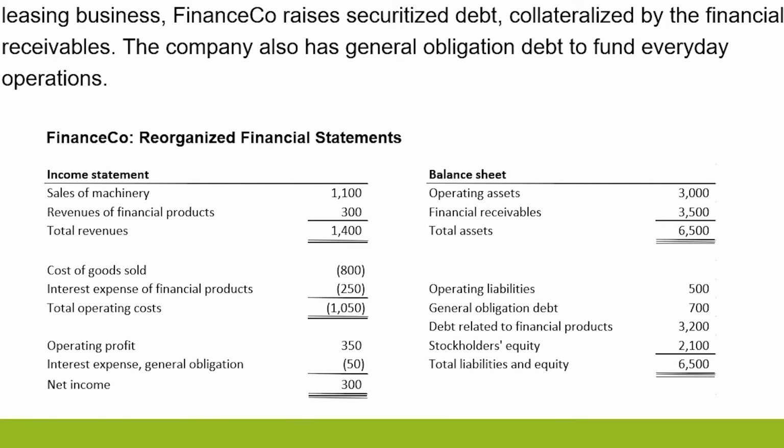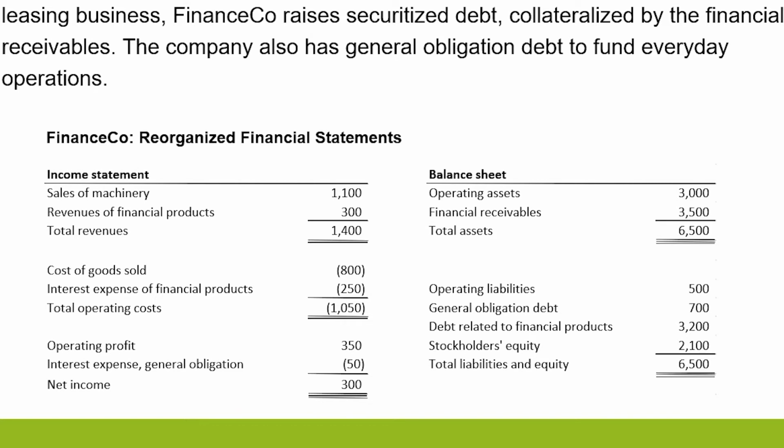They've got operating profit of $350 million, and then they also have interest expense on general obligation debt. And this is debt that they just get to fund their operations, right? So GO debt is different than their financial products debt. Finally, we're at net income. So this is a consolidated income statement and balance sheet.